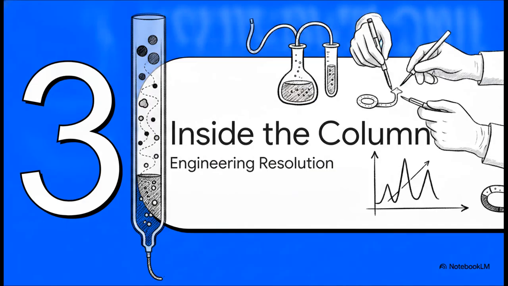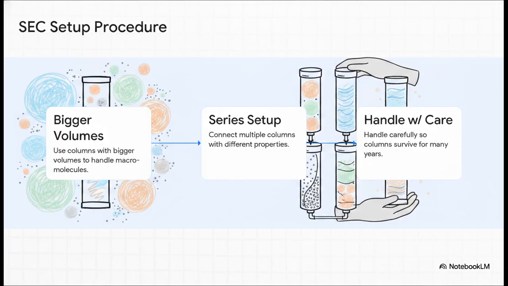Part 3. Inside the SEC column, engineering for resolution. Setting up an SEC instrument requires a pretty specific approach. Step 1, as we just mentioned, is utilizing those columns with bigger volumes to accommodate the macromolecules. Step 2 is honestly a brilliant engineering workaround. Since a single column's efficiency in SEC is often pretty far from ideal, it's customary to connect 2 or 3 columns in a series. By linking columns with different porosity characteristics, analysts can significantly increase the resolution of the separation.